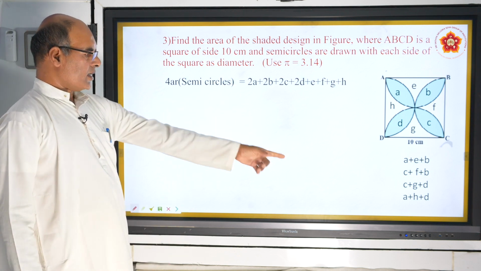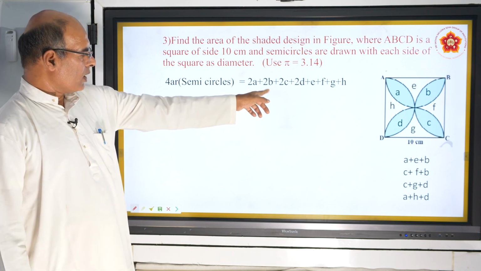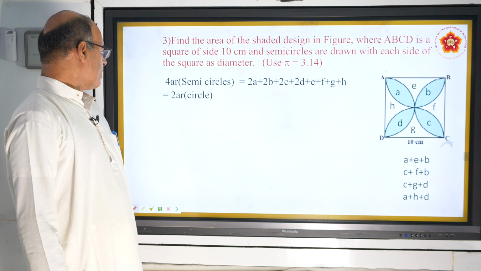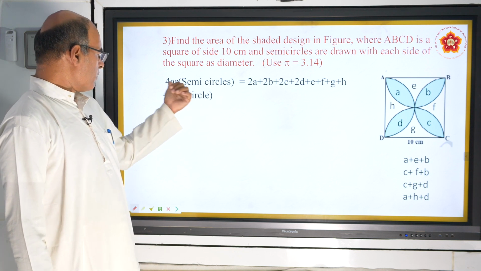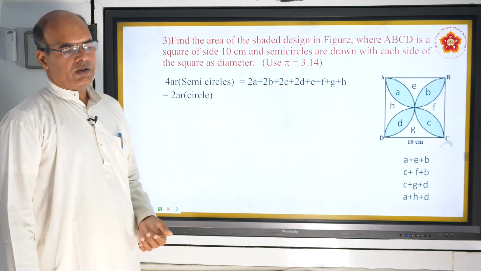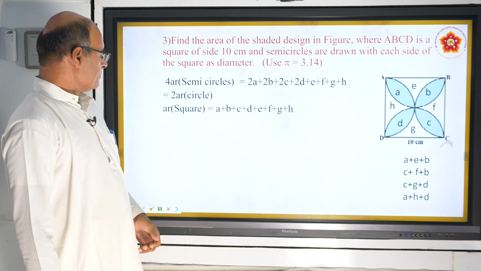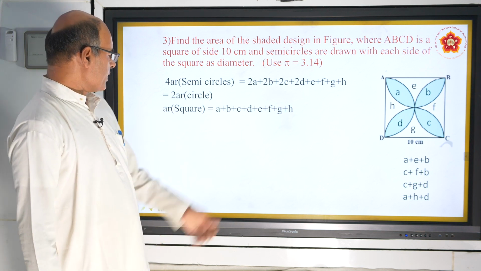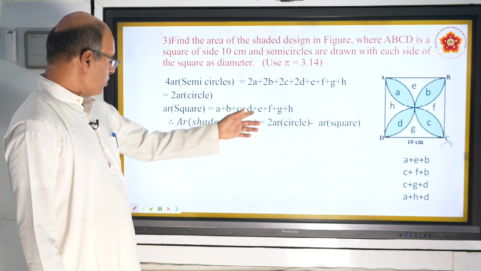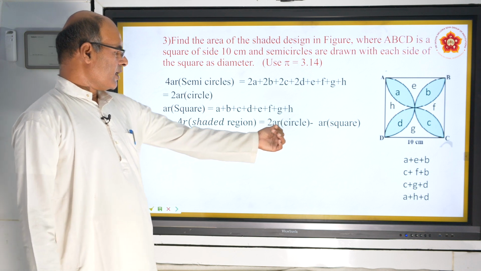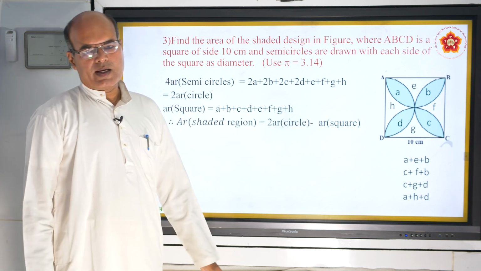The 4 semicircles' area, if we add them, we get 2a plus 2b plus 2c plus 2d plus e plus f plus g plus h. So 4 semicircles is nothing but 2 times the area of circles, and the area of the square is a plus b plus c plus d up to h. Therefore, the area of the shaded region is the area of 2 circles minus the area of the square.